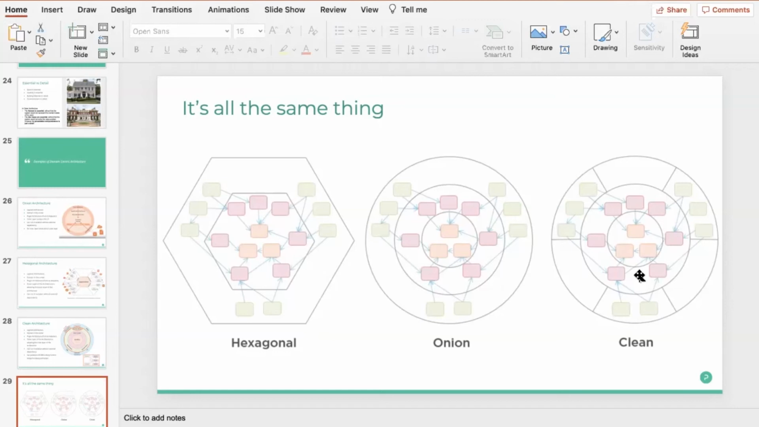If you see, all three architectures have the domain in the center and everything else around. And if you look at the dependency, the dependency is from outside to inwards. It's not inwards to outside. Nowhere do you see it going inward to outside. And why is it important? What makes a difference? Why should we build systems outside to inside rather than inside to outside?